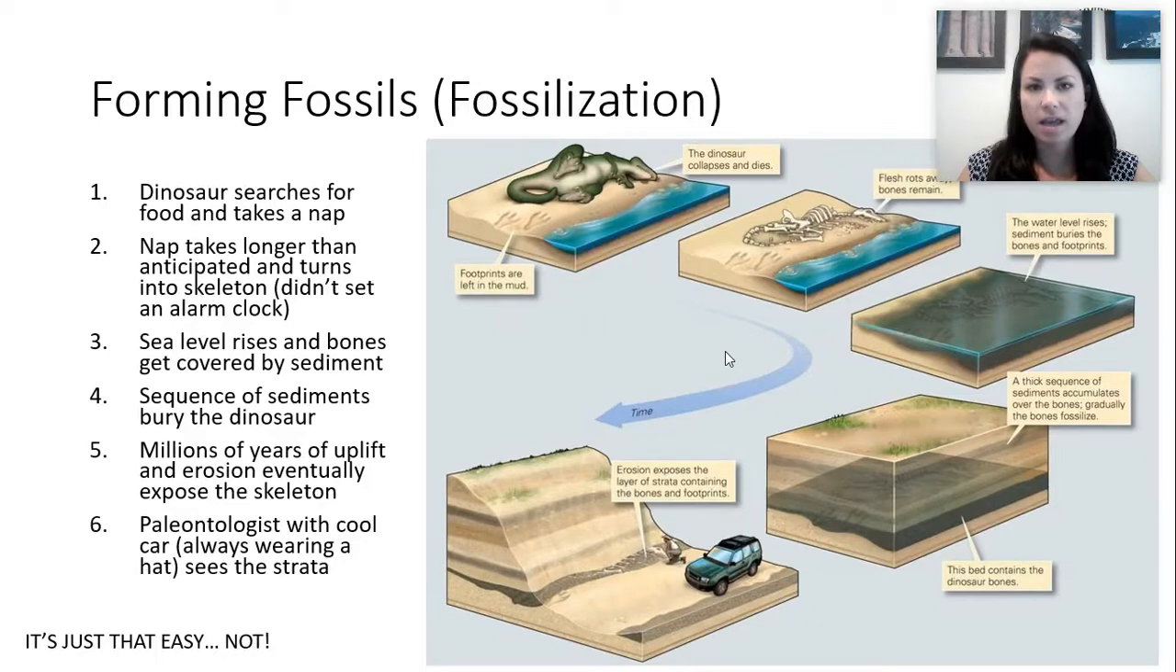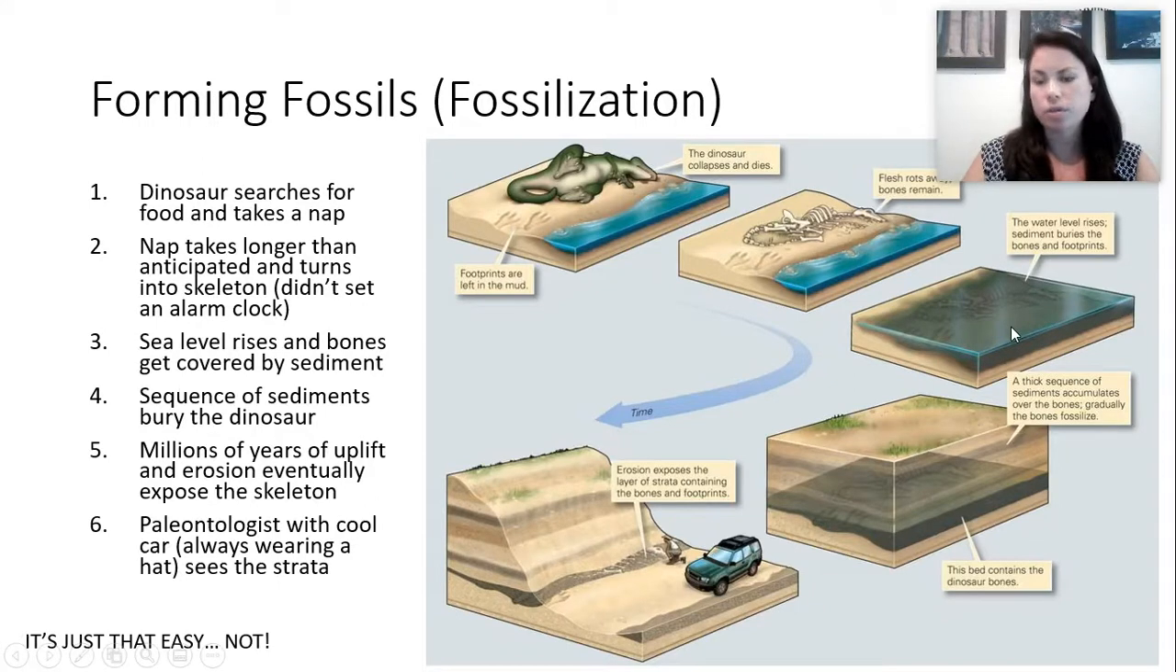Okay, so here is a diagram of forming a fossil, and this is a simplified version. So here we are where dinosaurs exist, and the dinosaur lays down to take a nap. And when you take a nap that's longer than expected, the dinosaur then turns into a skeleton, and its bones remain because the flesh either gets eaten by other critters or it rots away. And then say, for example, we have sea level rise, and that causes sediment to be buried on top of this skeleton.